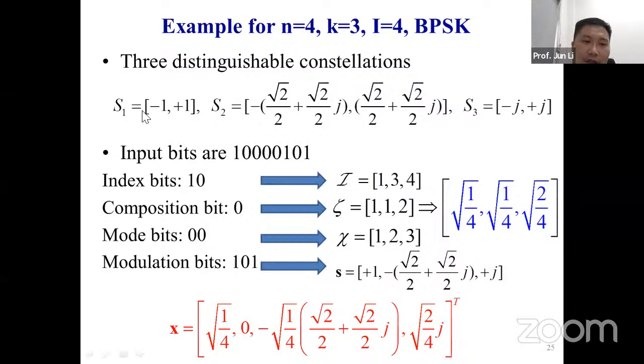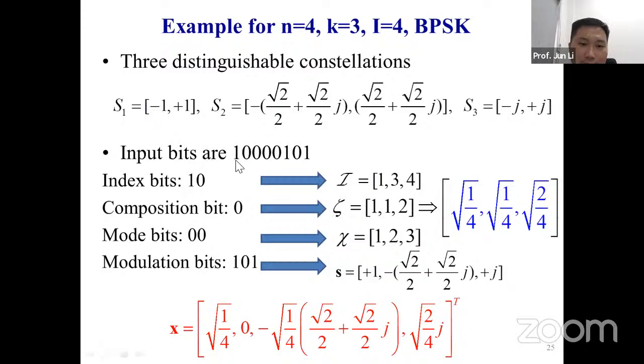These are 3 distinguishable constellations, right? This is the conventional BPSK constellation S1. S2 is the 40 degree rotated BPSK constellation, and this is the 90 degree rotated BPSK constellation, right? And those 3 constellations are independent and distinguishable.